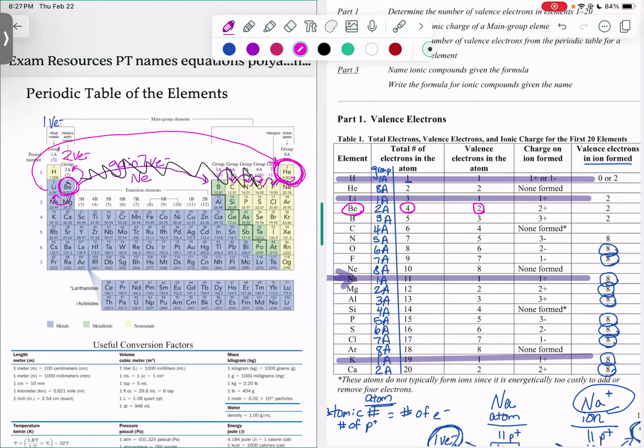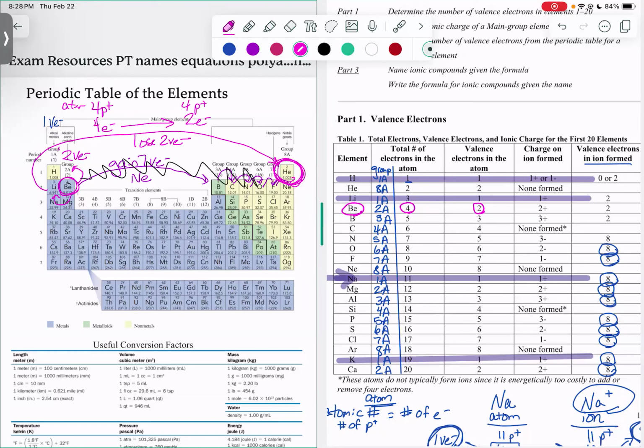So if it loses 2, we started out with 2 valence electrons. Out of how many total? Beryllium had 4. Let's do that. We had 4 electrons total and 4 protons total. This is the atom. And we just said we're going to lose our 2 valence electrons. So now we make the ion. 4 minus 2, we're going to be left with 2 electrons and still 4 protons.